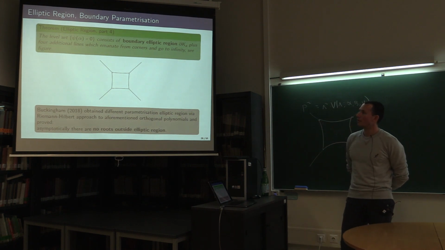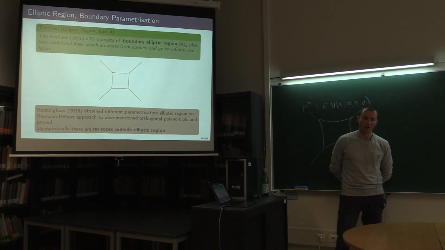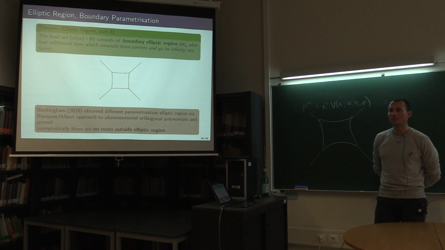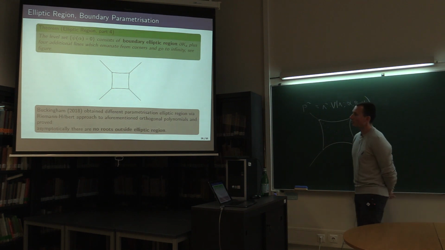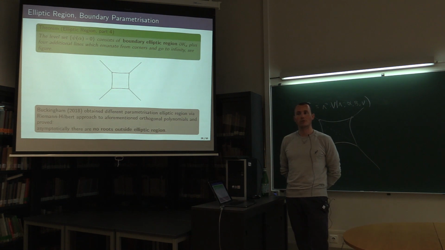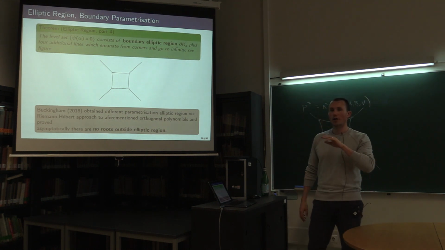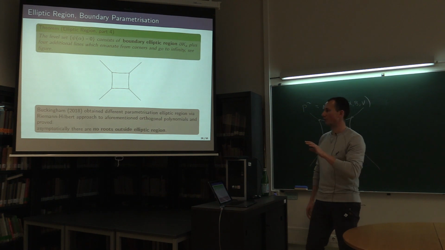Here I should mention that Buckingham, in 2018, obtained a different parameterization of the same elliptic region. He analyzed the orthogonal polynomials that I introduced before, studying this problem using the Riemann-Hilbert approach. And he showed that there are no roots outside of this elliptic region asymptotically.